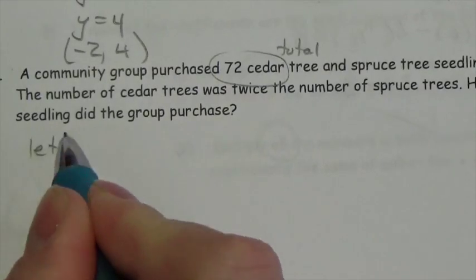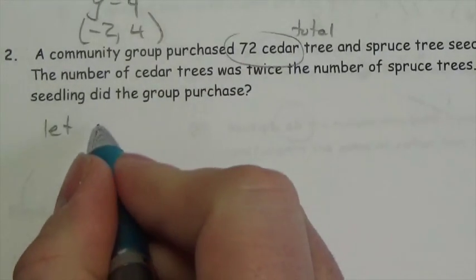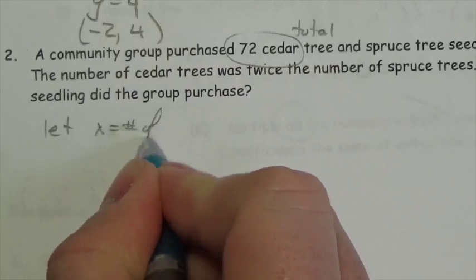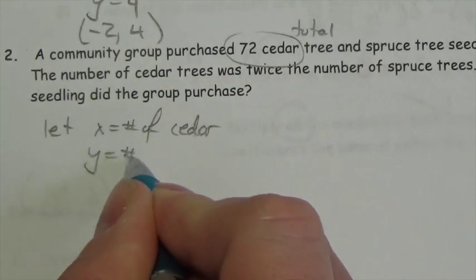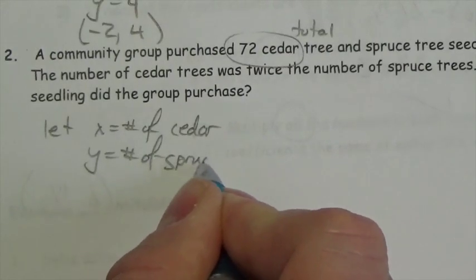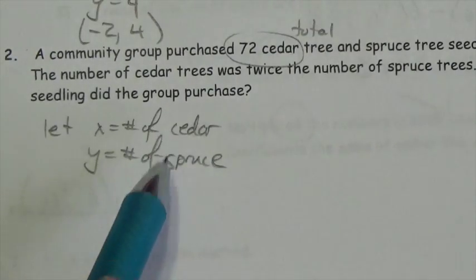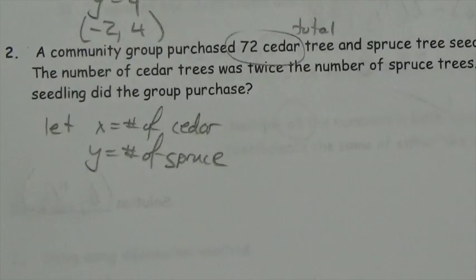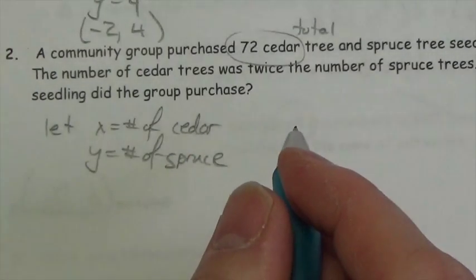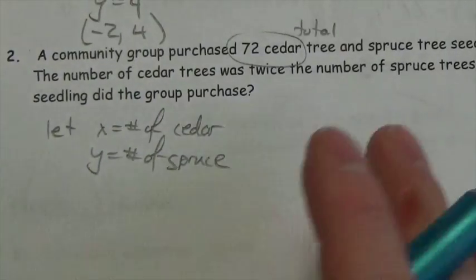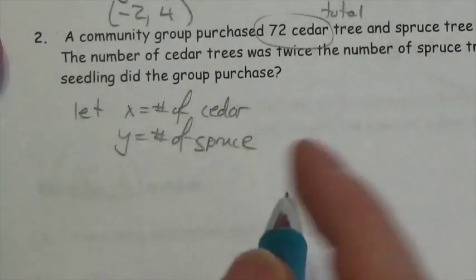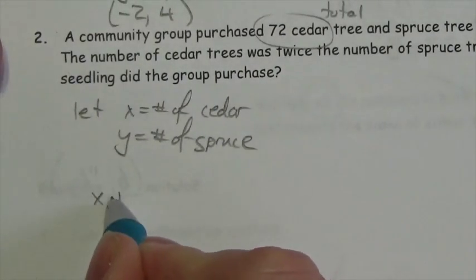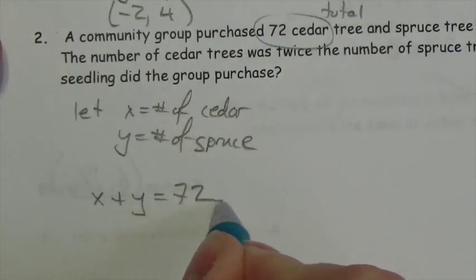Okay. So we're going to have to identify variables here. We're going to let x equal the number of, let's say, cedar, and y be the number of spruce. And again, I could have chosen variables c and s, and that might have made more sense. But I think a lot of us like to use x and y just because we're really comfortable with that. Now, we're given a total here. 72 is the total of those two. So we know that x plus y is going to equal 72.